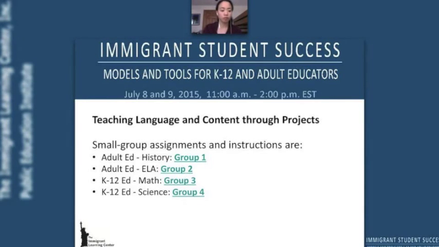All right, so I think we can get into our chat rooms now. And this one we've divided a little bit differently. It's the same chat rooms, but group 1 will be all those interested in a history project. Group 2 will be all those interested in ELA. Group 3 will be all those interested in math. And group 4 will be all those interested in science.